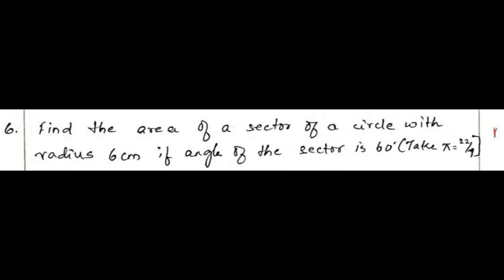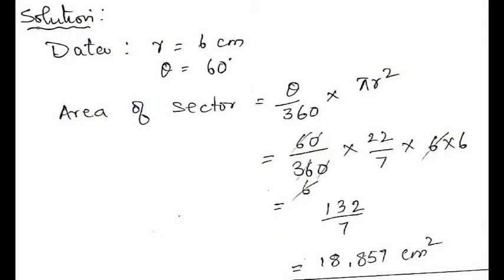Question number 6. Find the area of a sector of a circle with radius 6 cm if the angle of the sector is 60 degree. Take pi is equal to 22 by 7. We know that area of sector is given by the formula theta by 360 into pi r square. Substitute the values and you get the answer as 18.857 centimeters square.